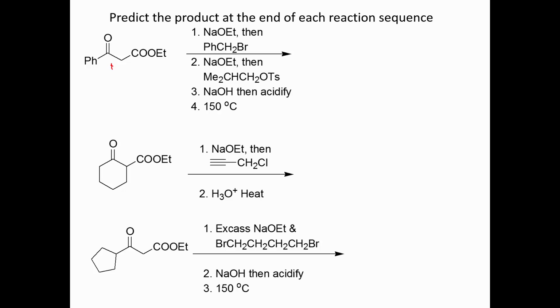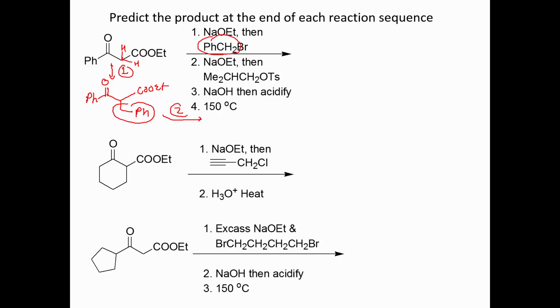All right, step 1. We have 2 alpha hydrogens here. We're going to remove one of them, make an anion, and benzyl bromide is going to be our alkyl halide. Okay, so step 1 should put the benzyl group into our product. All right.